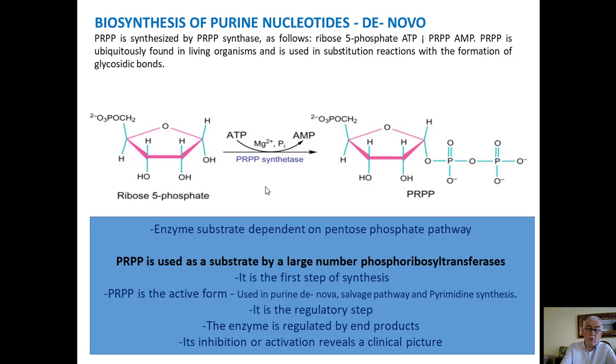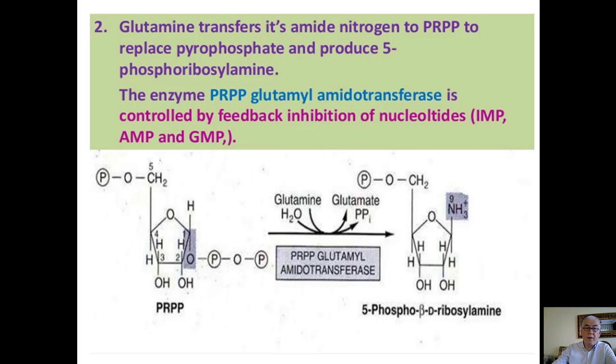PRPP is the active form used in purine de novo and salvage pathways in purine metabolism and in pyrimidine synthesis. It is a key molecule for purines and pyrimidines, and it is a regulatory step for the synthetic pathway. The enzyme is regulated by the end or last products. Its inhibition or activation reveals a clinical picture.